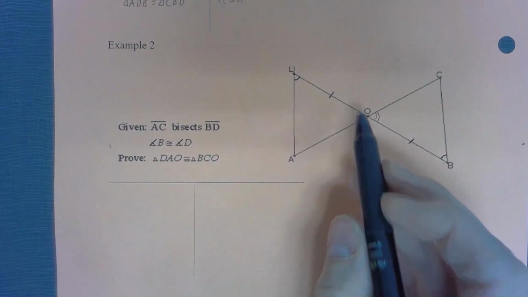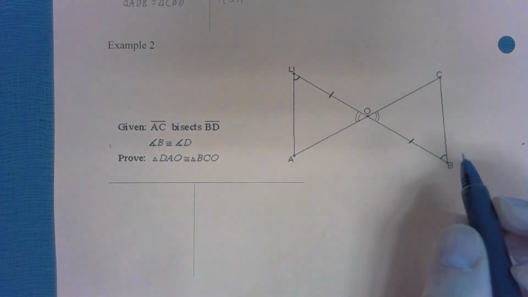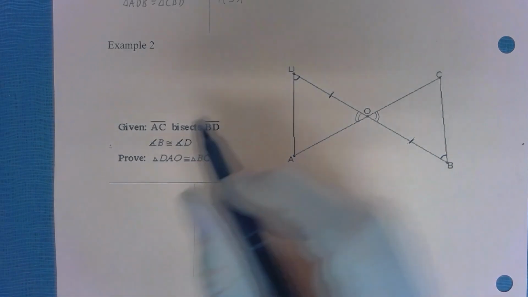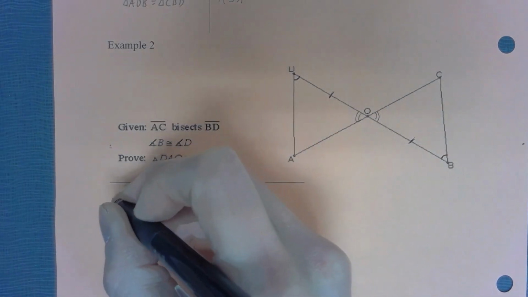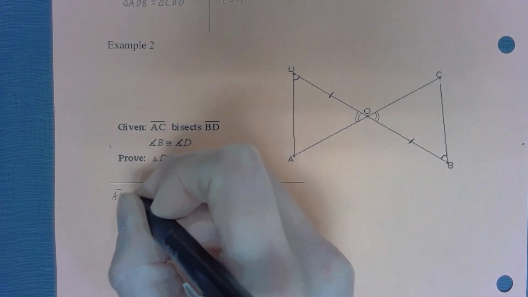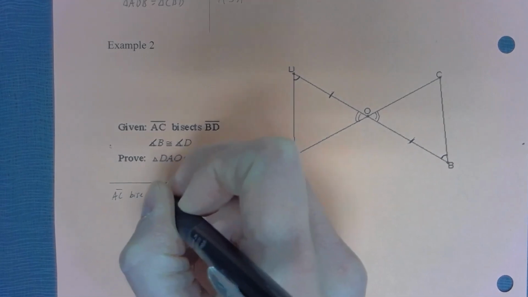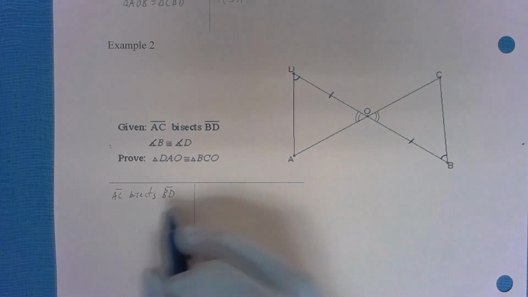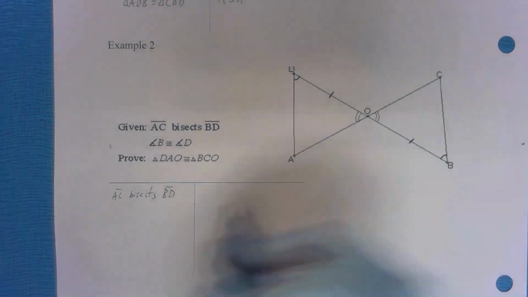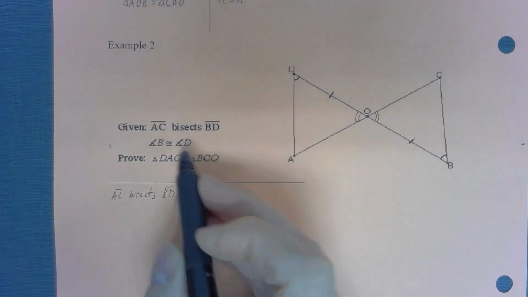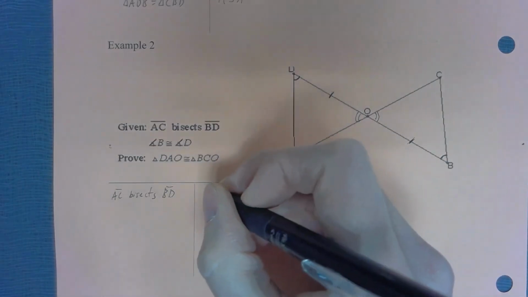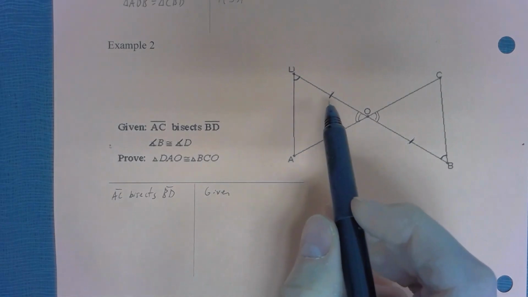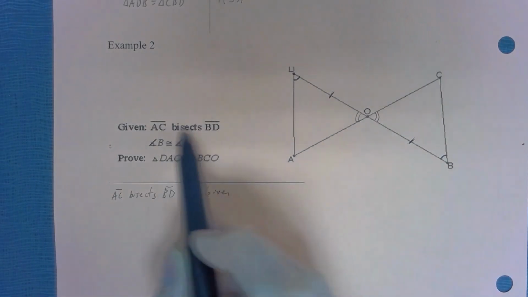ASA is enough information to know that these triangles are congruent. So that's our plan. We start off with what we're given, that AC bisects BD, and we're going to reproduce the thought process that went into putting our markings on there. So AC bisects BD. Before we go to our next given statement, so yes, that's given. Before we go to our next given statement, let's think about what we marked on our picture using the bisecting.